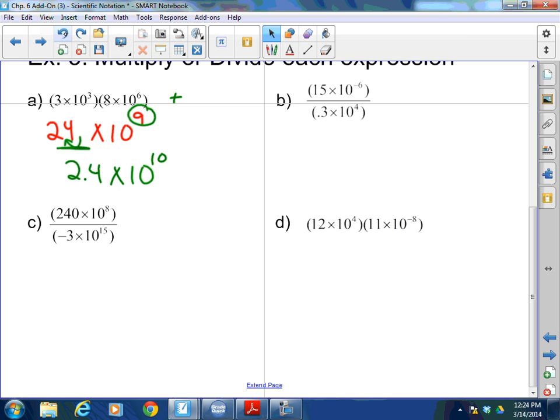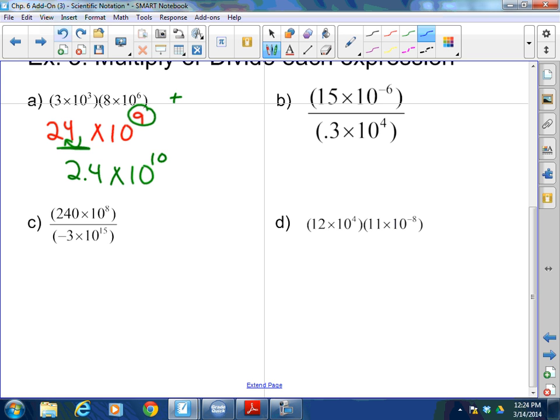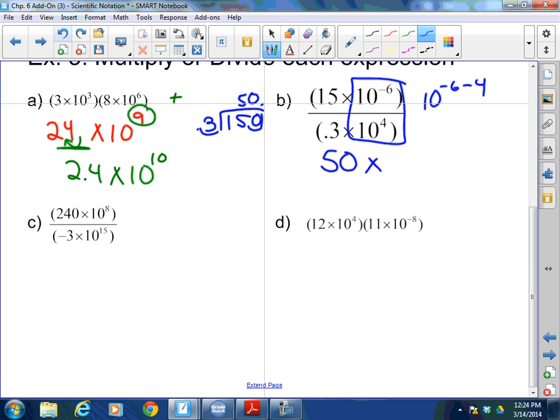Now, remember the trick that we use, guys, for dividing exponents, how I said just cancel them out, it's easier? You cannot use that here, okay? Here you're going to have to use the official way to do it, but it's easy. What's 115 divided by 0.3? Okay, 1 to the right, 1 to the right, and that's 50. So that's 50 times, okay, let's look at this. Isn't that 10 to the negative 6 minus 4? Isn't that what we do? So this is 10 to the negative 10th.